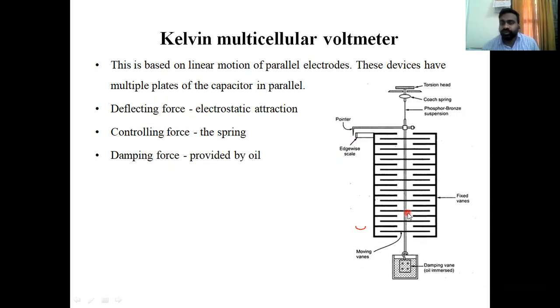What will happen with respect to the force of attraction? These movable plates will start rotating, and the needle will start deflecting on a particular scale. The damping torque is provided with the help of fluid friction damping. This is how the Kelvin electrostatic voltmeter works.